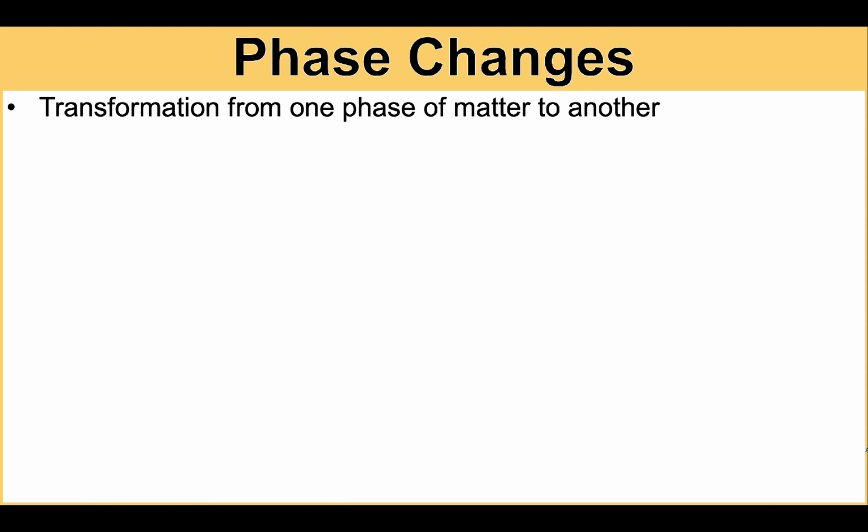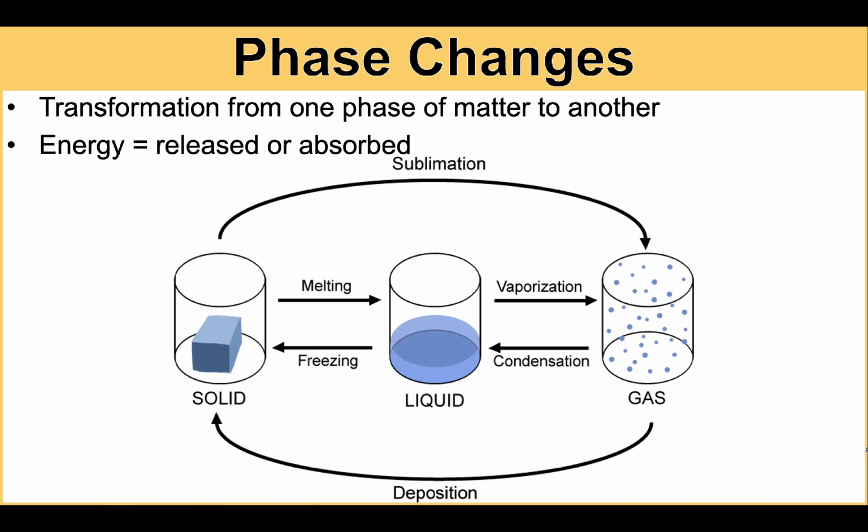Let's start with a review of the phase changes. Phase changes are basically the transformations from one phase of matter to another, right? Phase changes involve a change in energy, and energy here is either released or absorbed. Just by looking at this diagram, you will already know what these labels represent.